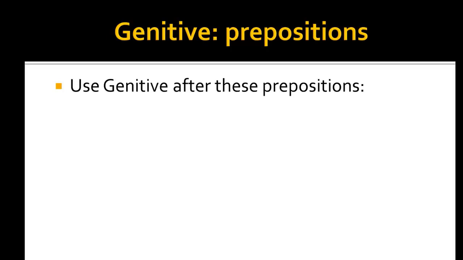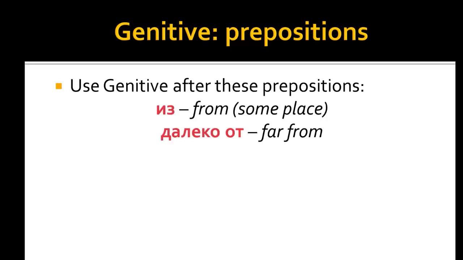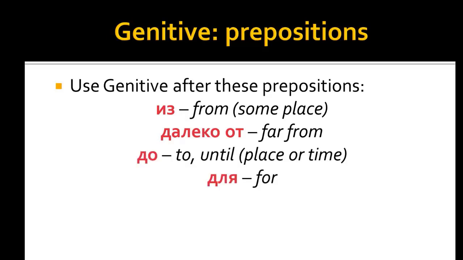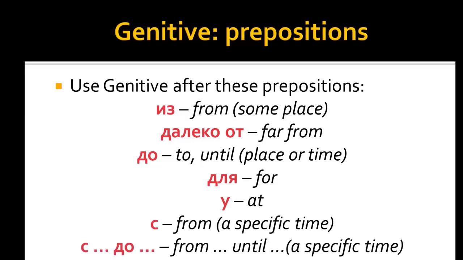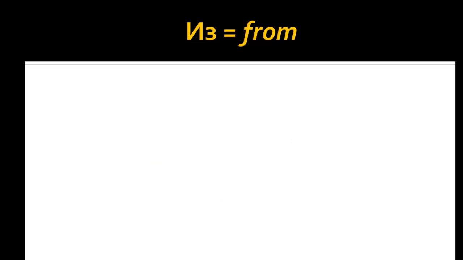The genitive case in Russian is also used after certain prepositions. Here are some of them. Из, далеко от, до, для, у, с, до. Now let's take a look at some examples with these prepositions.